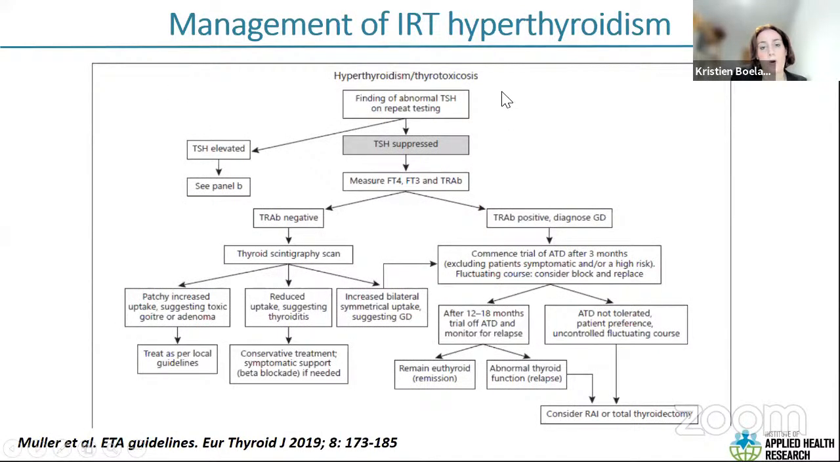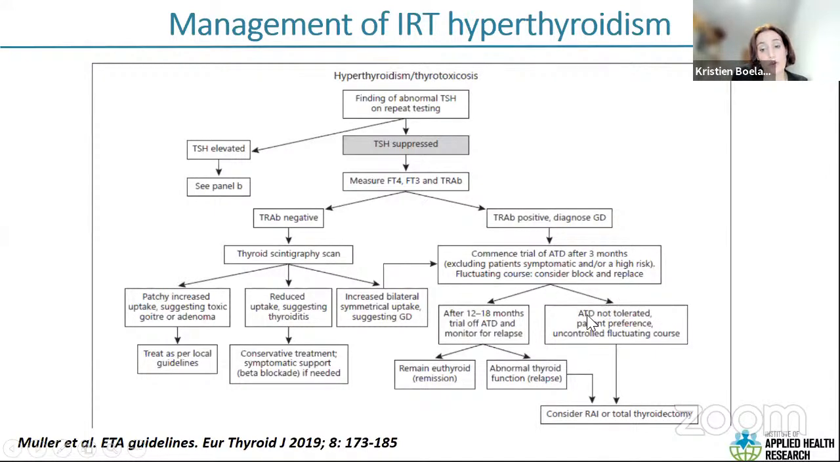So if a patient is on alemtuzumab and develops signs of thyrotoxicosis, you measure serum TSH, and you do that at least twice. If it's suppressed, then you measure circulating thyroid hormone and TSH receptor antibodies. If they are positive, then that is a diagnosis of Graves' disease. And after 3 months, you commence anti-thyroid drugs, and generally this will be continued, like for most cases of Graves' disease, for 12 to 18 months, and then give them a trial of it, but monitor for relapse.